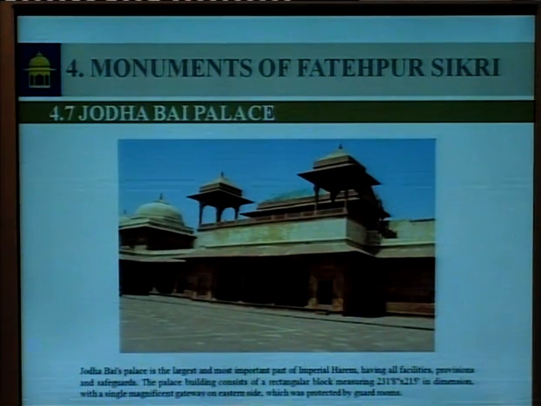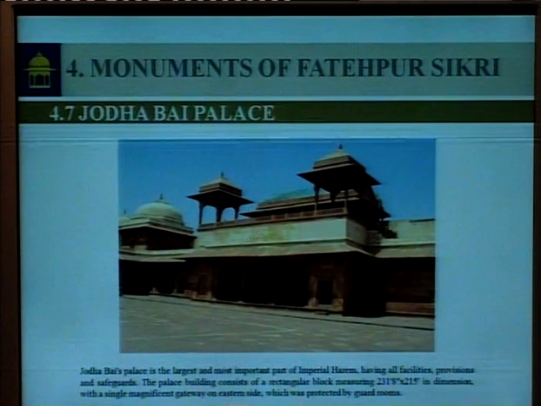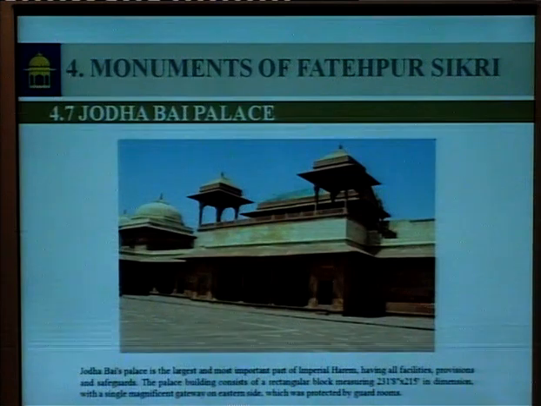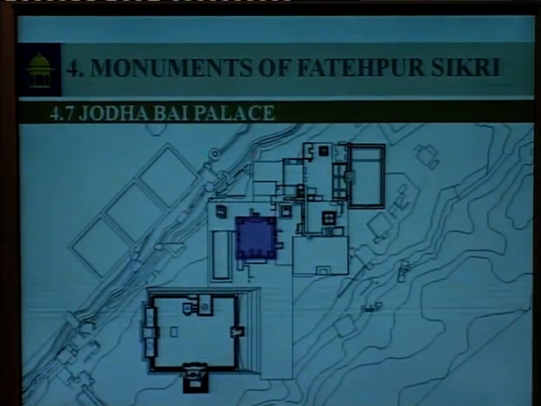Jodhabai's palace is the largest and the most important of the imperial harem, having all facilities, provisions and safeguards. The palace building consists of a rectangular block measuring about 200 feet by 215 feet in dimension, with a single magnificent gateway on eastern side, which was protected by guard rooms. So since Jodhabai was his favorite queen, he had an elaborate security system and guard houses, and since she was Hindu, the architecture of Jodhabai's house is very distinct. It has Hindu elements.